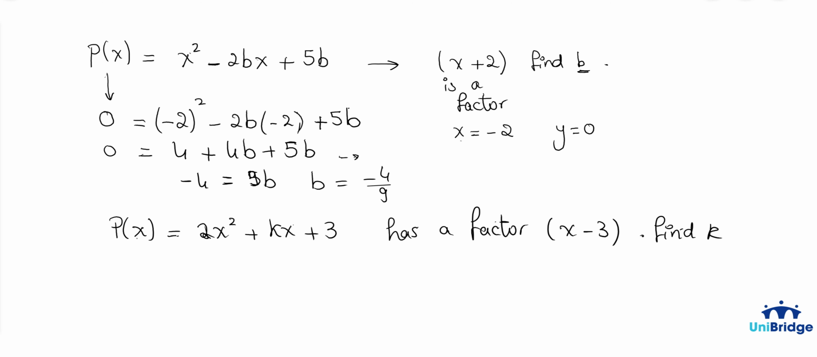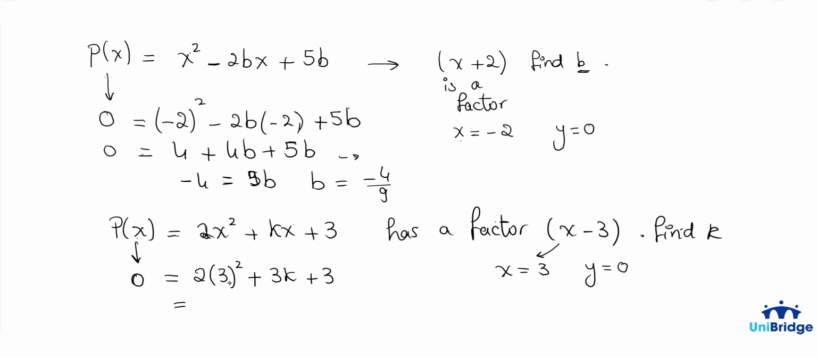If the polynomial has a factor x minus 3, this means that it has a root or an x-intercept when x is positive 3. And when x is positive 3, the y is going to be 0, because this is an x-intercept, a value of x where the y is 0. So again, you can make the function equal to 0, and then you plug in 3 replacing the x. Each x you remove and replace by 3. So you're going to get an equation that only has k as your unknown.